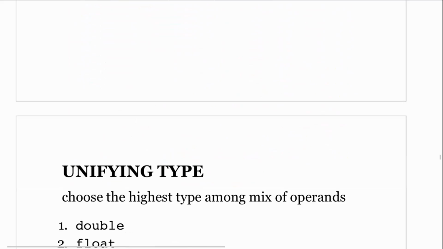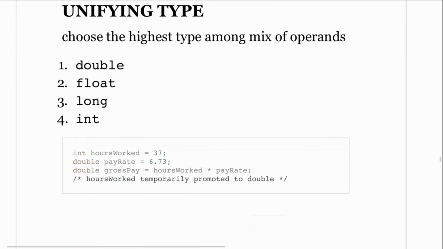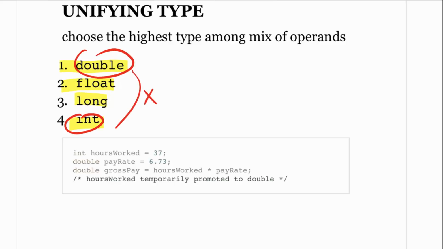Now, unifying types have a certain hierarchy. So it starts with double, it goes to float, long, and then int. So in that previous example, when we used a double and a float, and we multiply them by each other, the output will be a double, because a double is the higher unifying type. So anytime we multiply a double and an int, the result that you get is always going to be a double. So the int gets promoted to being a double.